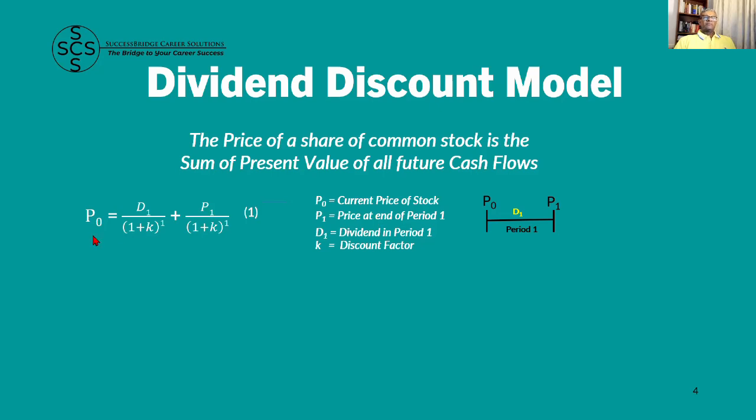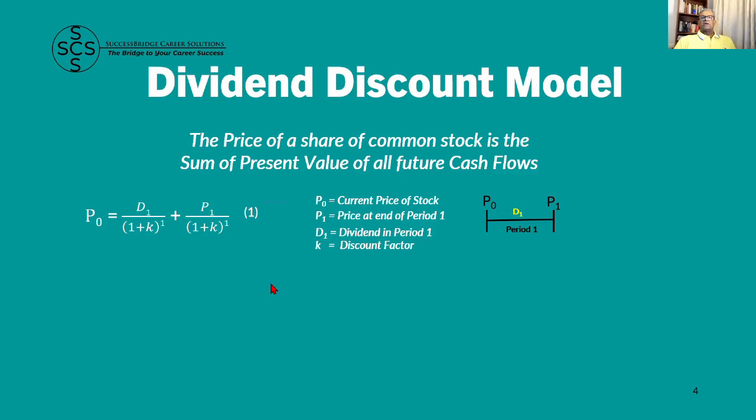So, in the simple equation that we saw already, the price of the stock now, the intrinsic value of the stock now, is equal to the dividend payment discounted to the present, and P1, which is the proceeds of the sale at the end of the period, brought to the present.